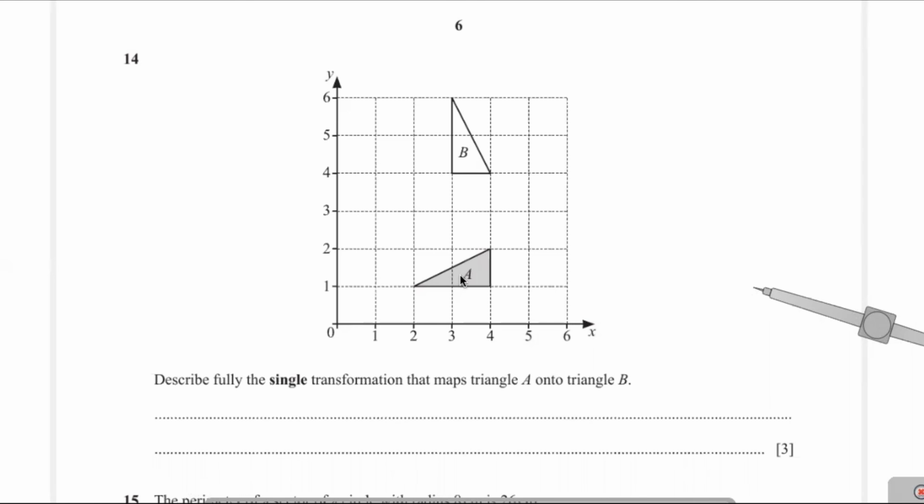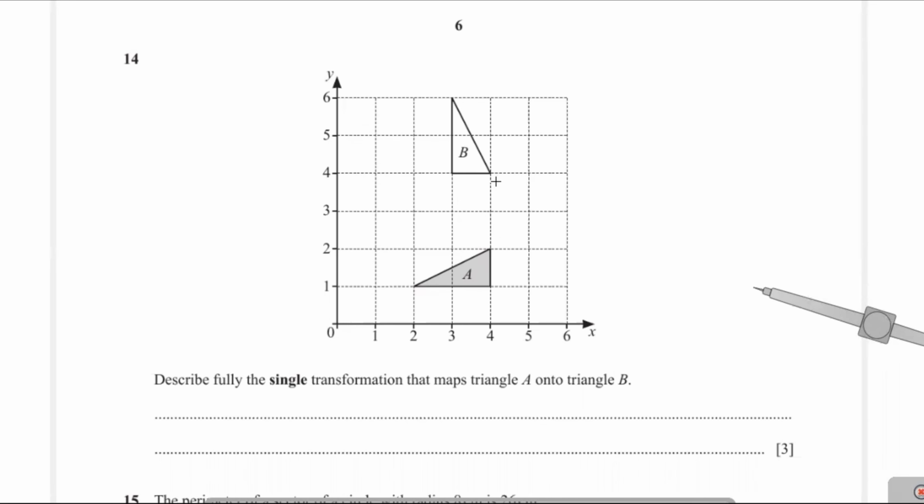Question 14. Describe fully the single transformation that maps triangle A onto triangle B. You see here, this is triangle A and this is triangle B. You can see the size of the triangles is the same, but the orientation of triangle B is different from A. Therefore, this type of transformation would be a rotation. Now to describe it fully, firstly we find the center of rotation. We can find the center of rotation by using this digital compass.